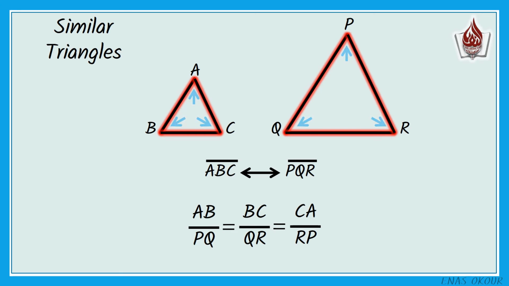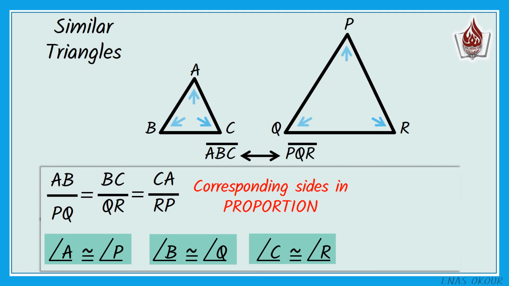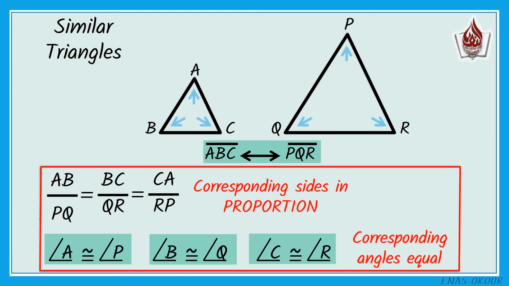So, angle A will be congruent, or have the same measure, as angle P. This can also be written as measure of angle A equals measure of angle P. It means if we take a protractor and measure these two angles, they will be equal. Similarly, angle B will be congruent to angle Q, and angle C is congruent to angle R. When the triangles are similar, the corresponding angles will be equal.